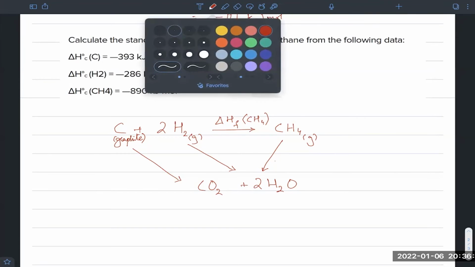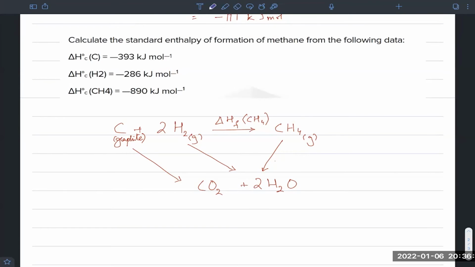Now, judging by the values that they've given us, combustion of 1 mole of carbon is minus 393. Combustion of 1 mole of hydrogen is minus 286. So 2 times that would be 2 times minus 286. I'm just writing the value here. Similarly, for methane, it is minus 890. Now, I have to pick my starting point and I have to pick my ending point. So tell me, what should be my starting point?